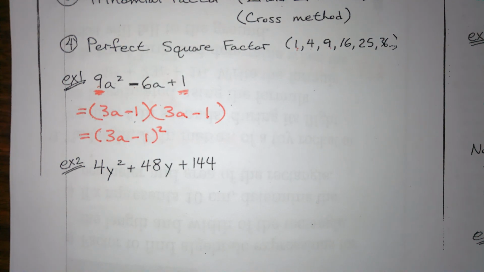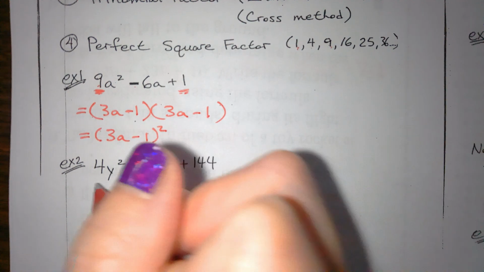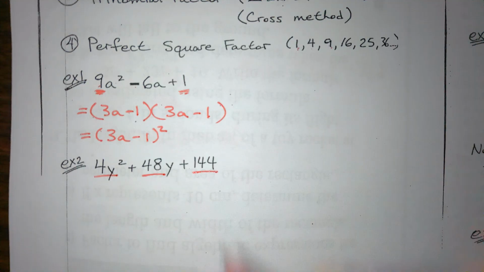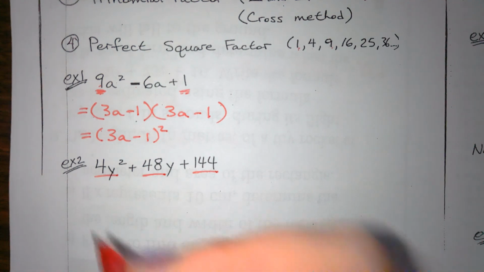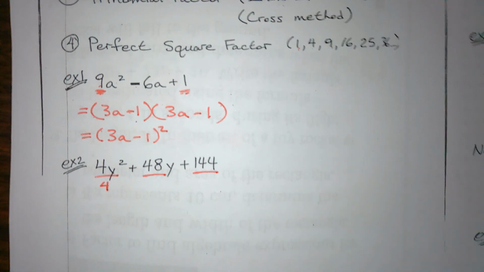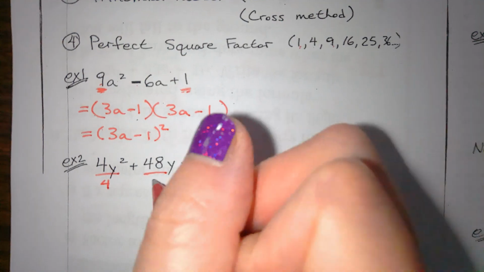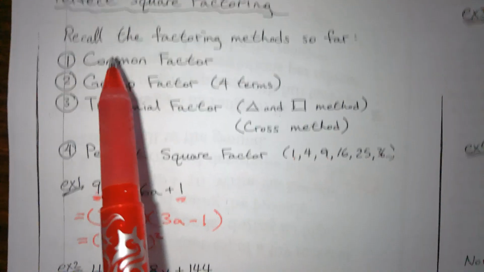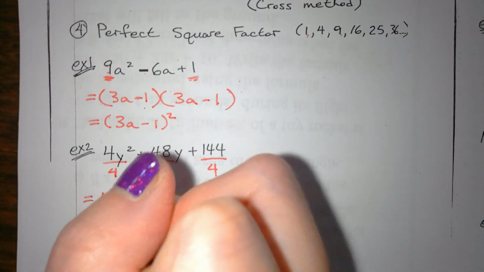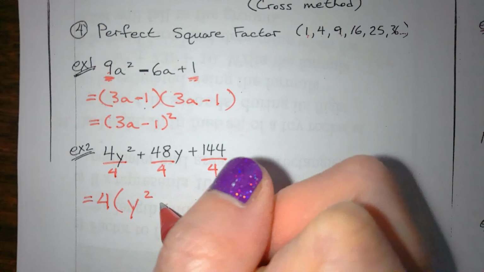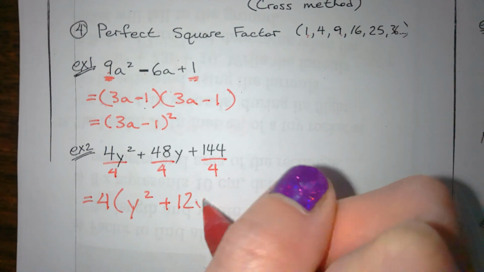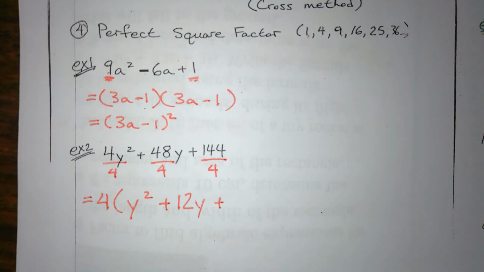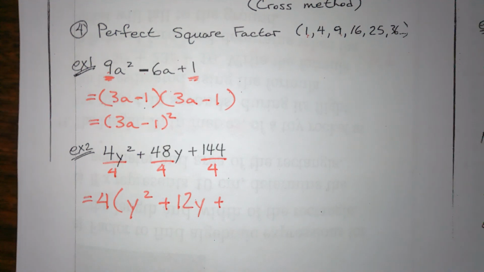Exactly. See, that's why I picked you, because William always sees the common factor. You see the common factor in all of them? You can divide everything by 4. Does 4 go into 144? Yeah. So everything is divisible by 4. As we said right here, the very first thing you should check is always common factor. So 4, and then y squared plus 12y plus, is it 36? 144 divided by 4, 36.